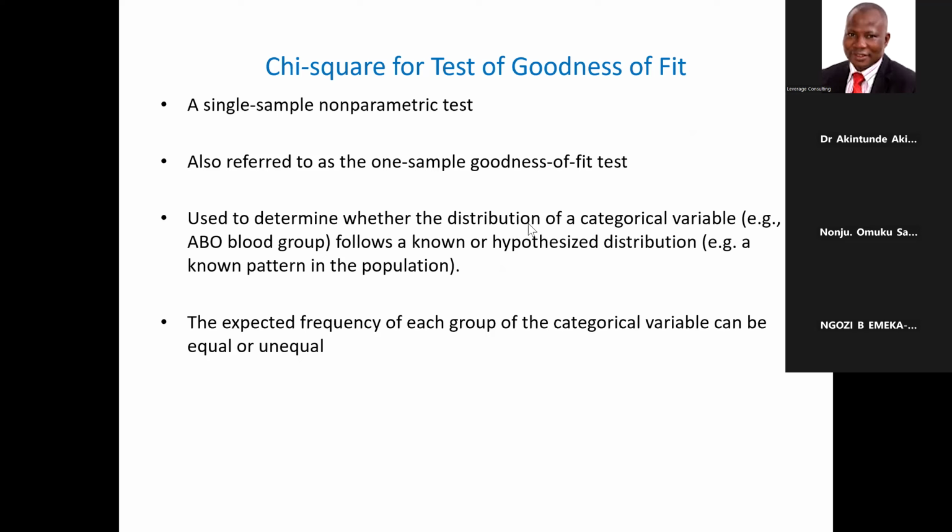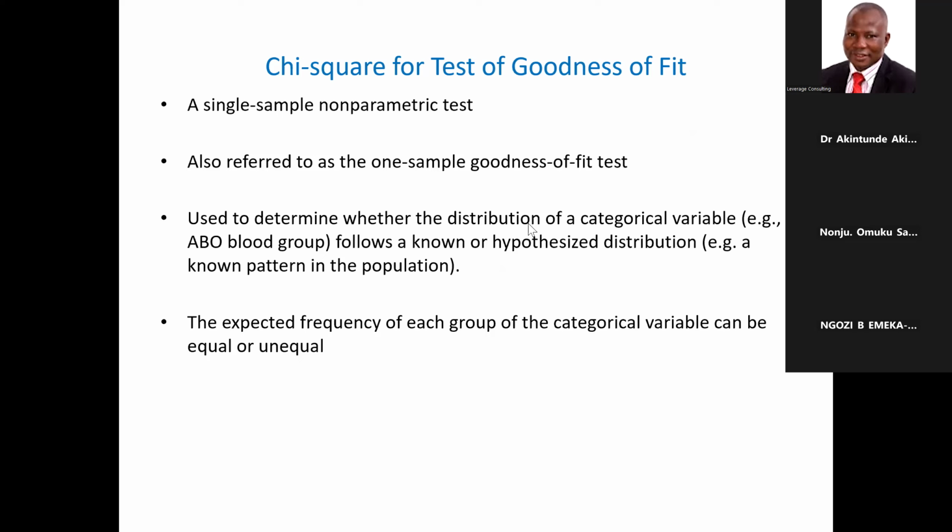The expected frequency of each group of the categorical variable can be equal or unequal. What we mean here is that, for example, for ABO blood group, the expected frequency is not equal. We already know that O is far higher than A, B, and AB. All of them are not equal.